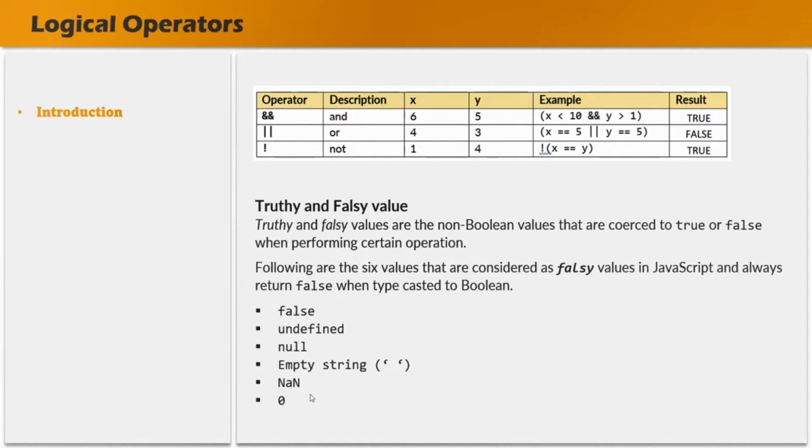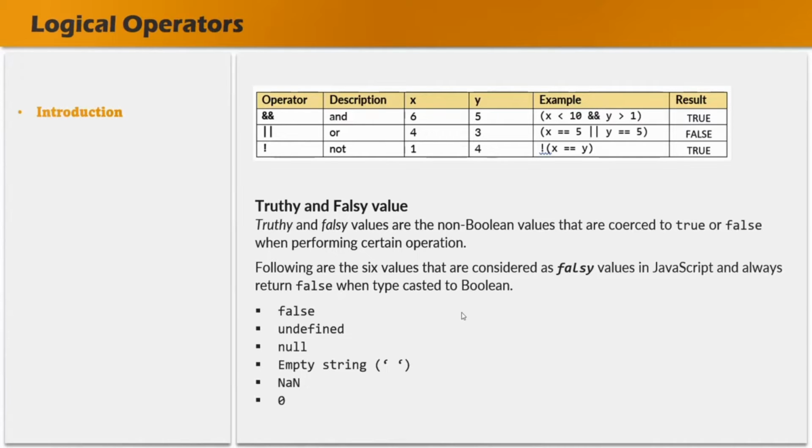And any other value apart from these six values in JavaScript is a truthy value. So for example, the string hello world, when we convert it to Boolean type, it will return true. So that is a truthy value. The numeric value 20, when we try to convert it to Boolean value, it will return true. So 20 is also a truthy value. Any value apart from these six values in JavaScript is a truthy value. And these six values are falsy values because when these values are converted to Boolean type, they return false. I hope you got this point.